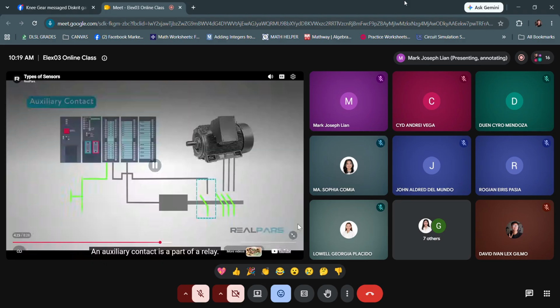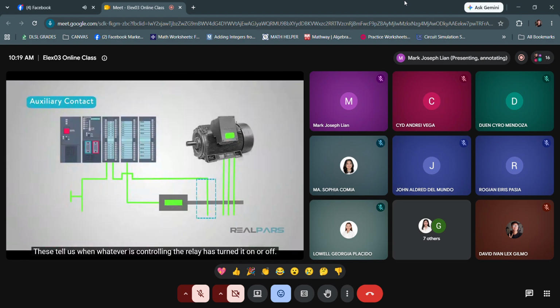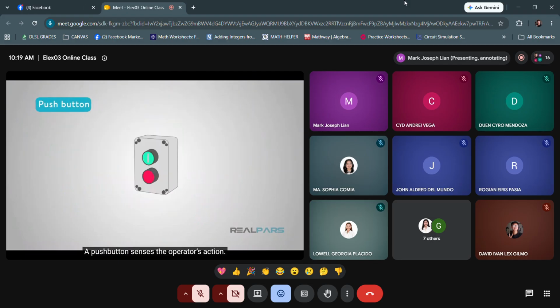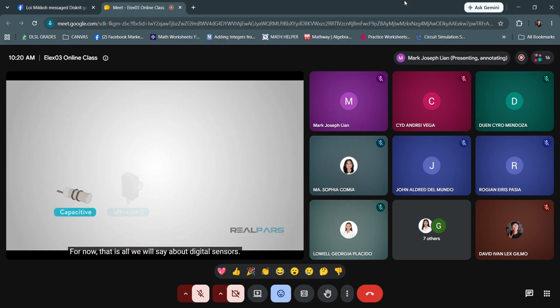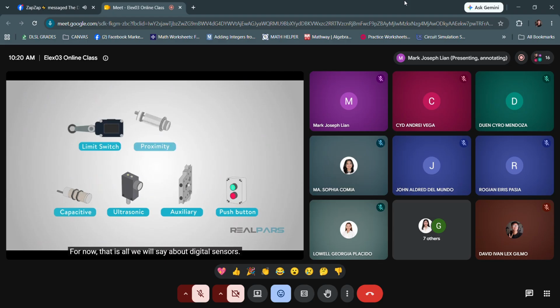Contact is a part of a relay. These tell us when whatever is controlling the relay has turned it on or off. A push button senses the operator's action. For now, that's all we'll say about digital sensors. Most controls are still designed around on-off signals, so these are the bread and butter of a control engineer's life.